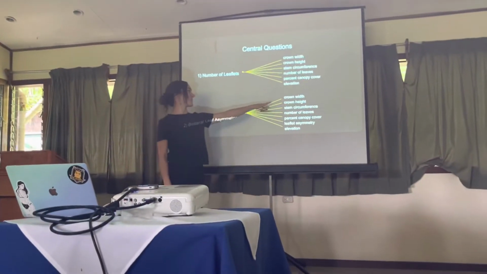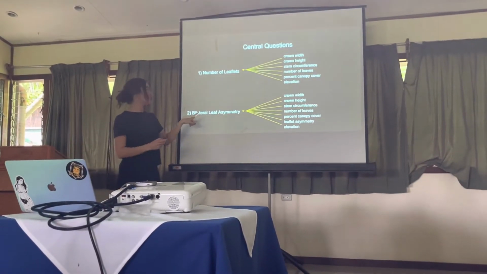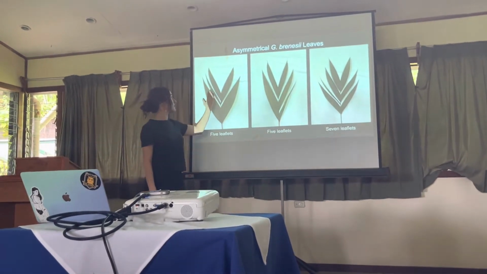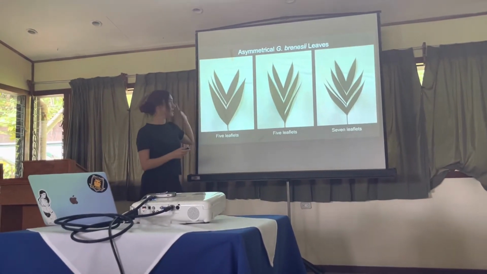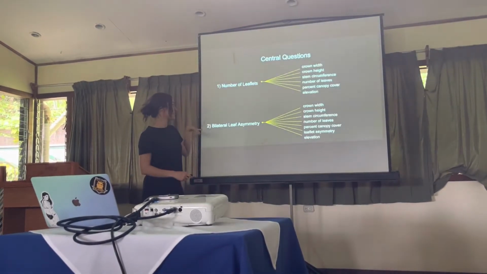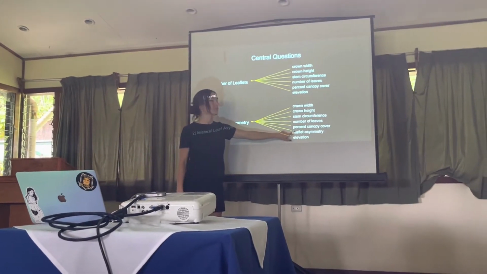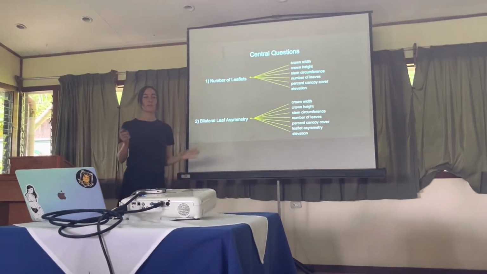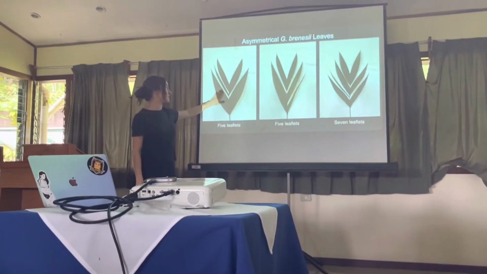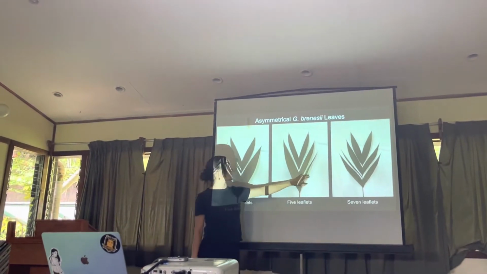I also decided to use very similar variables to determine if it had any effect on bilateral leaf asymmetry. Again, this is the rachis. Bilateral leaf asymmetry means left and right side asymmetry. So these ones are symmetrical bilaterally, these ones are asymmetrical. I did the same variables, except I added one: leaflet asymmetry. Leaflet asymmetry is when the number of leaflets on either side is not symmetrical. So this would be a leaflet asymmetry of 1 because it's 3 minus 2. Same with this, 1 and 1.